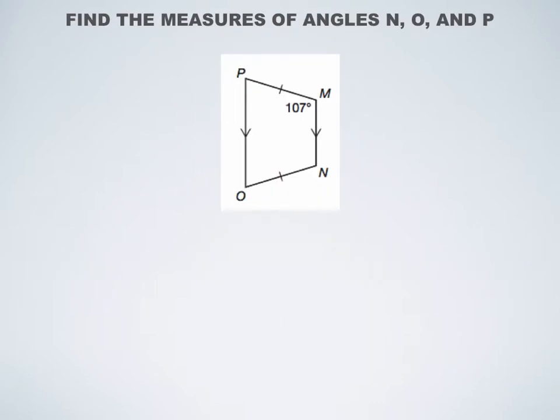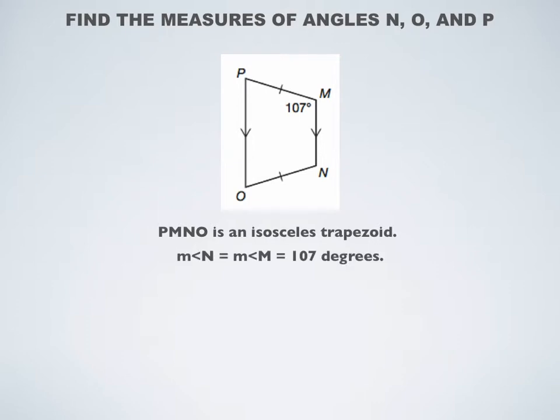Okay, so here is a trapezoid. It looks like it's been rotated. The two bases are sides OP and MN, and we're asked to find the measures of the missing angles. We notice that this particular trapezoid is isosceles, therefore the base angles are congruent. So angle N also measures 107 degrees.